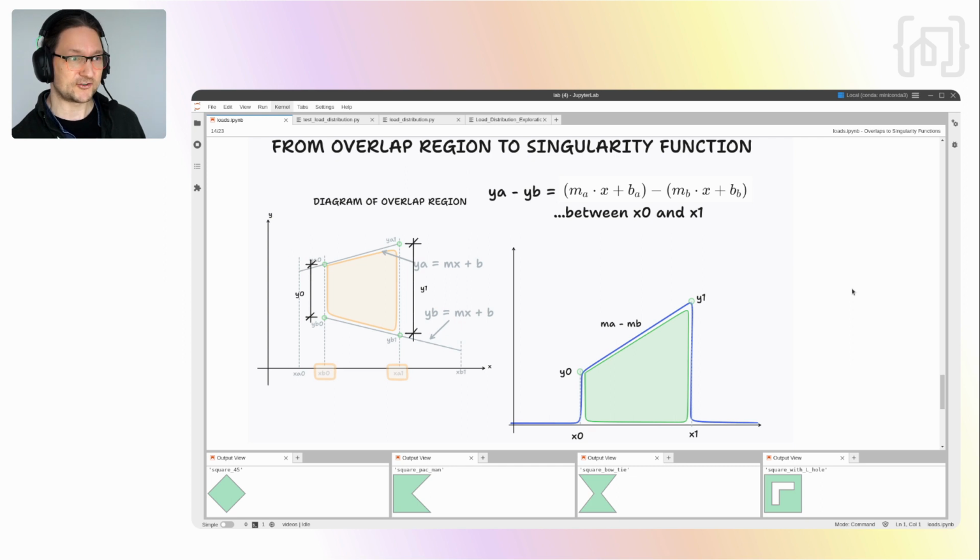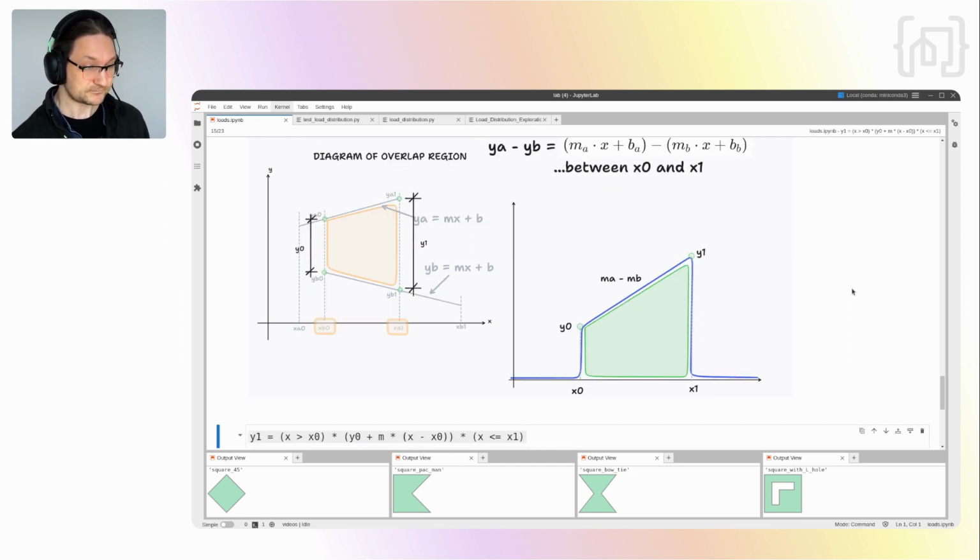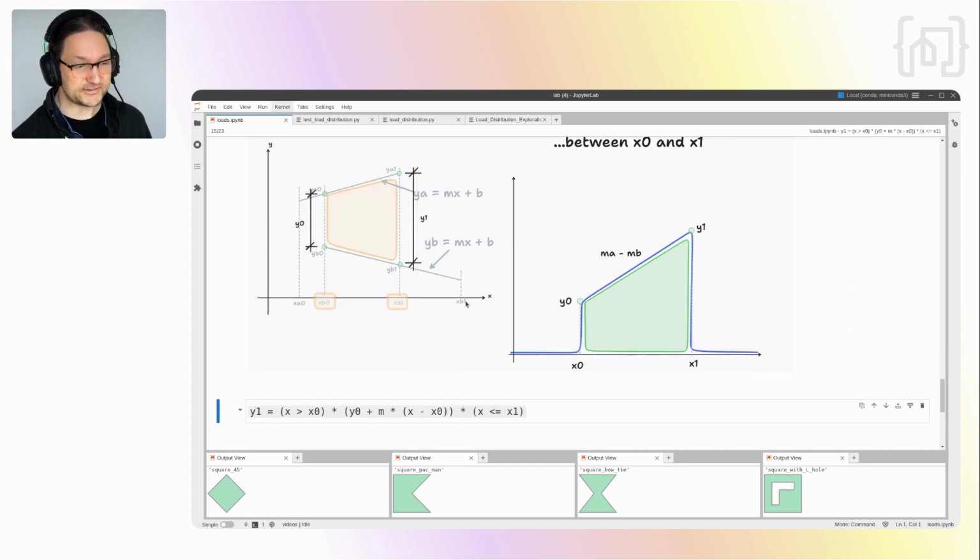So how do we actually put that into Python code? It's beautifully simple, and I'm a big fan of using singularity functions in Python code because it makes the code more expressive and it reduces the amount of if, elif, else clauses that you have in your code, which make things a lot more complicated.